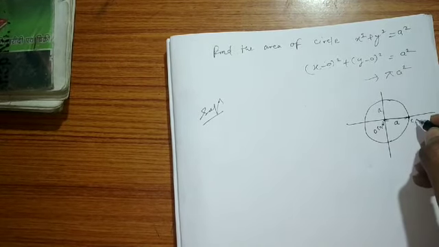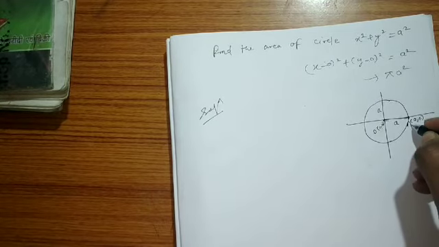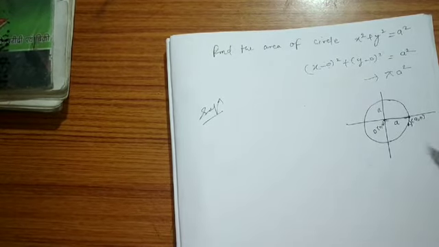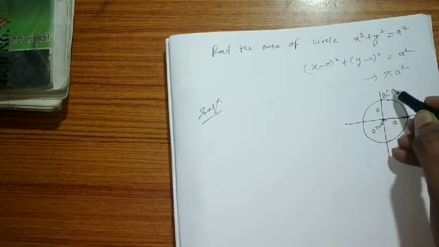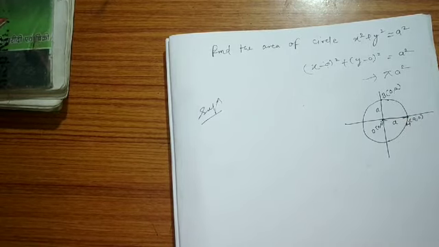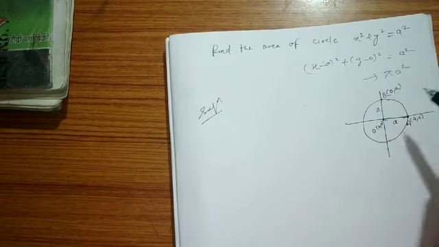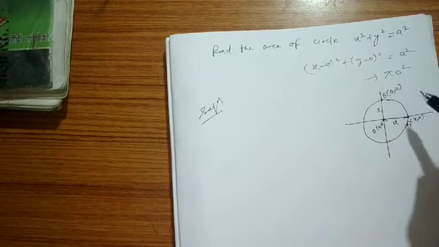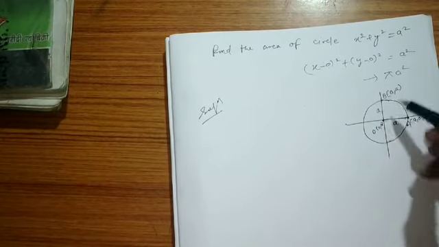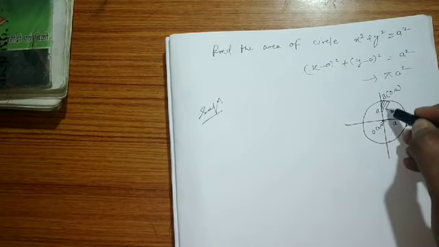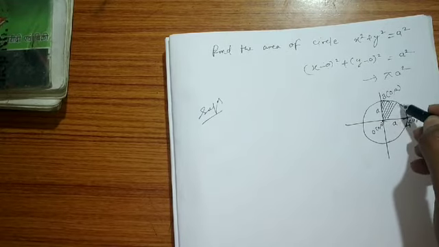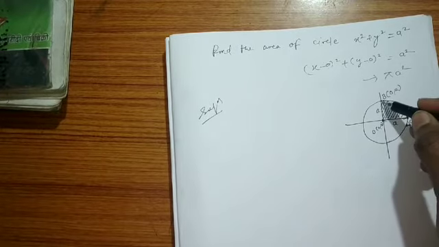So this particular point will be what? (a, 0). Let it be named capital A. So A is the point (a, 0), and the point B will be (0, a). We have to find the area of the whole circle. So first of all we have to find the area of this first quadrant. This region is named OAB.